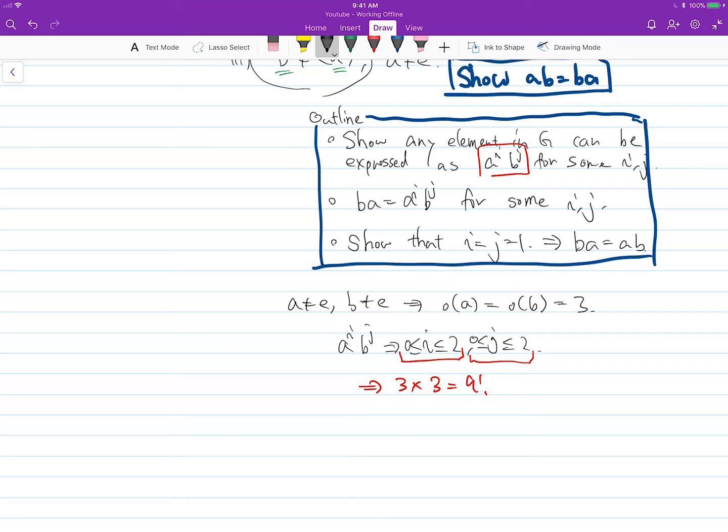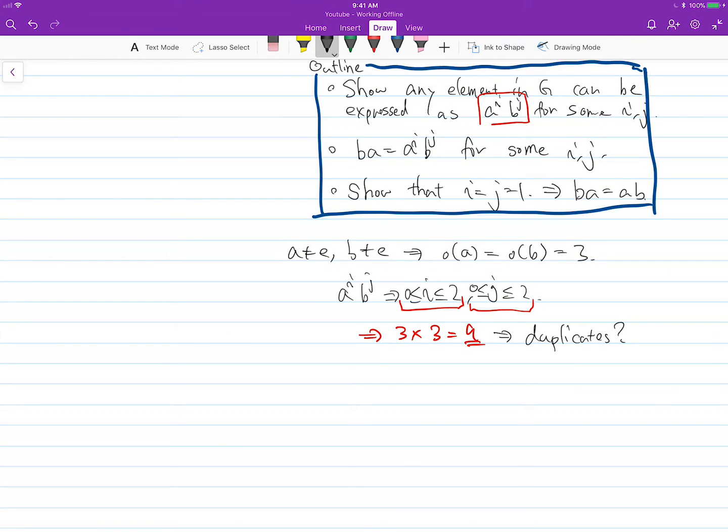But the problem is, are there any duplicates? If there are some pairs of I and J such that A to the I, B to the J become the same thing, then that's not good. If that was the case, we wouldn't have 9. But I just realized that it's 9. Some people might think it's a factorial, so I'm just not going to do that.